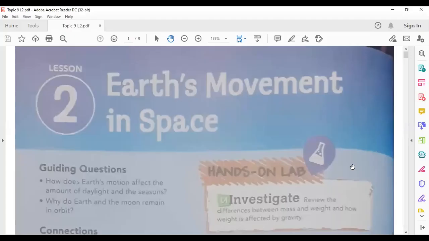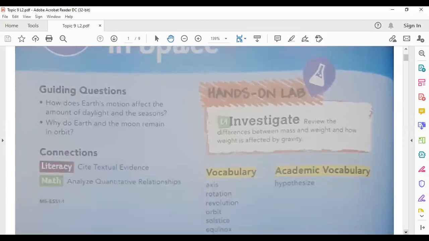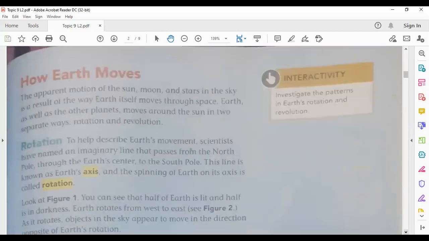Is the screen shared? Yes, okay. Now, again, as I told you, please always take care of the concepts. Axis. What is the axis? It is an imaginary line. Scientists developed an imaginary line that passes from the North Pole through the Earth center to the South Pole. Okay, this is called axis.